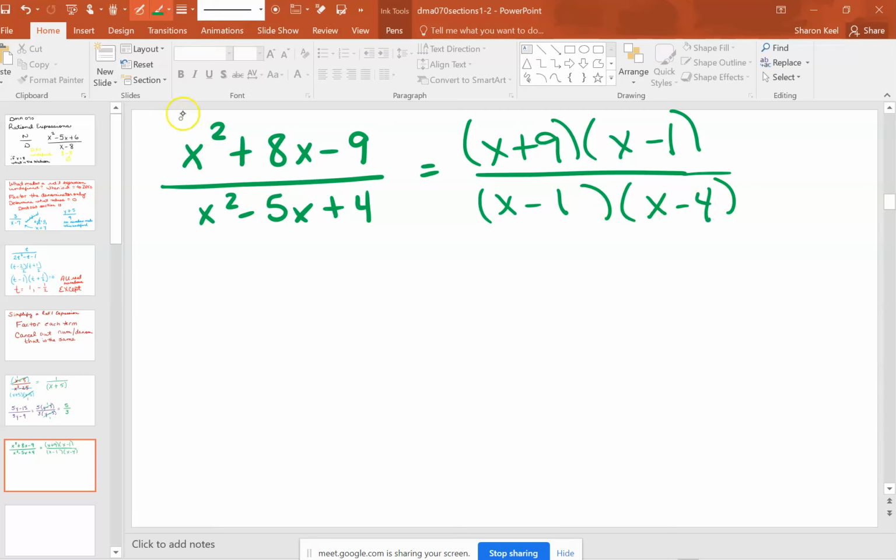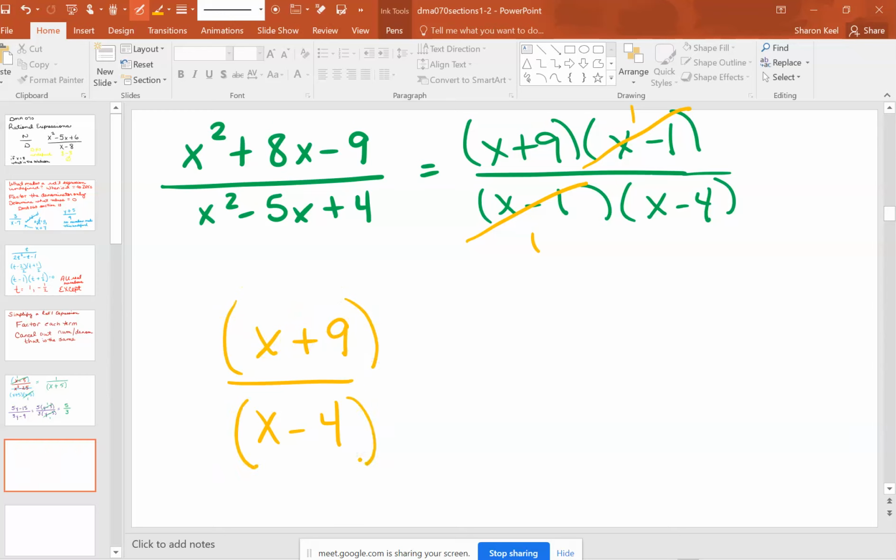Now I can see what cancels. This x minus 1 can cancel out. And my final answer is going to be x plus 9 over x minus 4. Now, something that people accidentally do is they look at this and they go, ooh, let's cancel out these x's. You can't do that. This is a binomial. If it would help you to not accidentally make that mistake, keep the parentheses around it. The computer is fine if you still type it. It won't mark it as wrong. You can leave it there. But that would be your final answer.